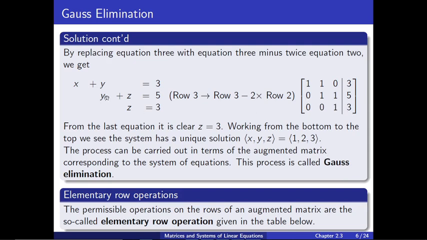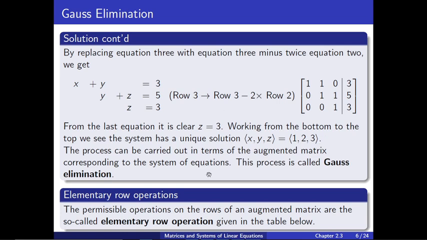Right. Now from the last equation, we can see that z is equal to 3. That is clear. Now, if z is equal to 3, we can then find y from the second equation, right? If we say y plus 3 is equal to 5, that means y is equal to 2. And then if we find y, we can find x from the first equation. So if we say x plus 2 is equal to 3, that means x is equal to 1. So therefore we have a unique solution. The vector x, y, z is equal to the vector 1, 2, 3. Right, so that's our unique solution.